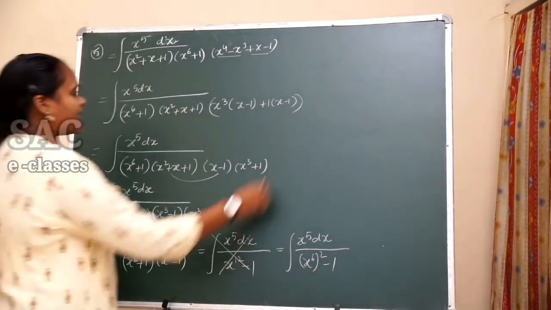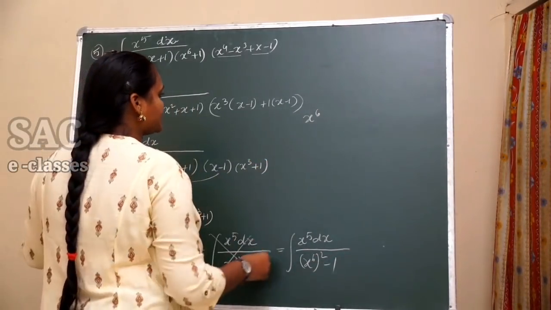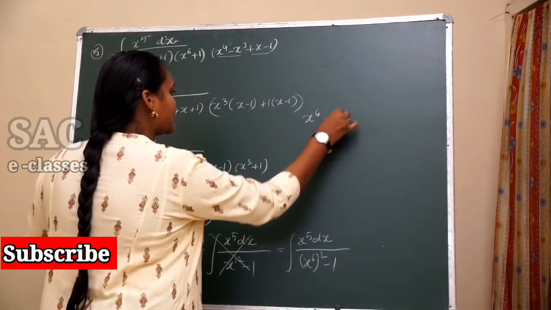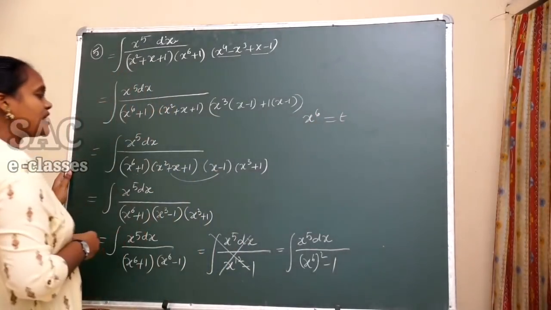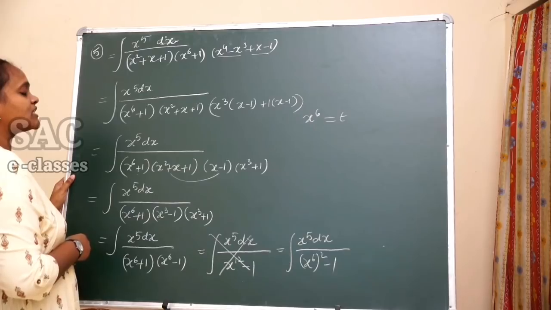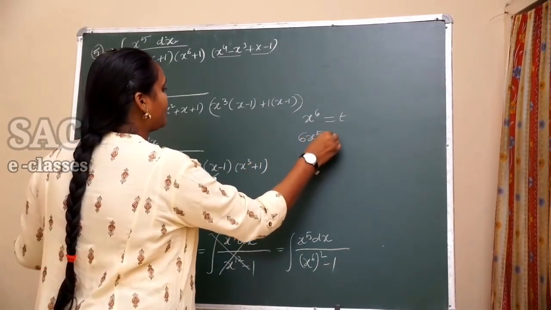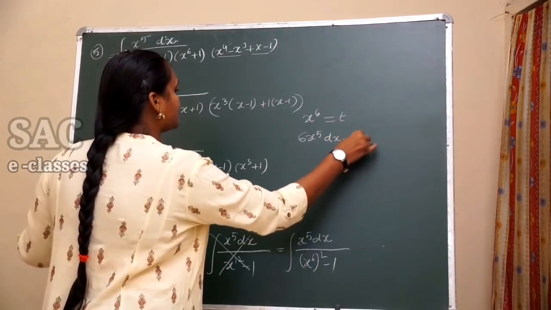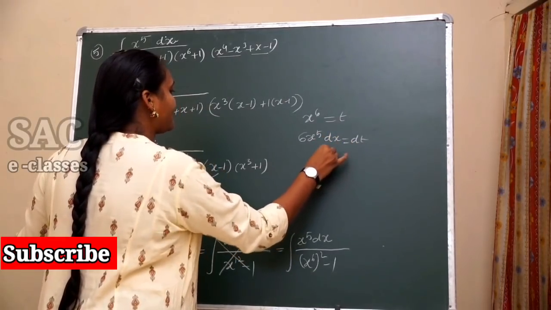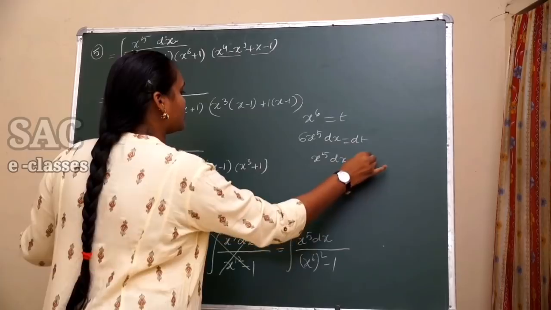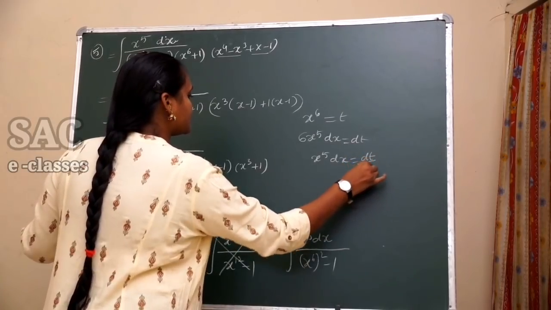Let us assume that x power 6 is equal to some t. Can you say now what is the differentiation of x power 6 here? 6 into x power 5 dx is equal to dt. So x power 5 dx is equal to dt by 6.